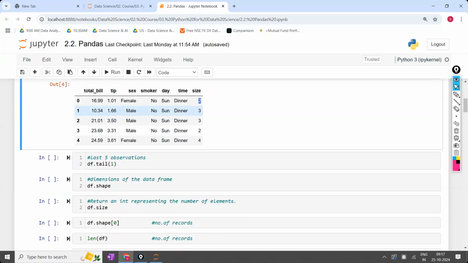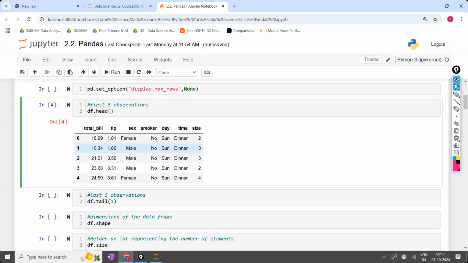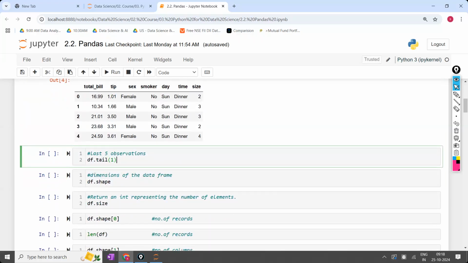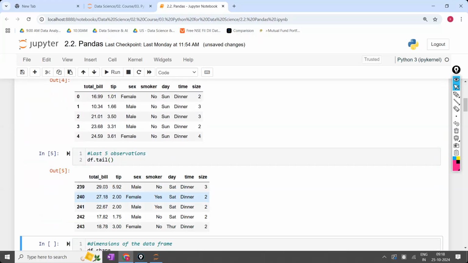Right? Now, the head function will give you the first 5 records. The tail function will give you the last 5 records. Other than the first 5 and last 5 records, if you are interested in any other records, you have to use df.iloc. By using iloc, you can extract whatever records you are interested in. That might be the middle, the bottom, or somewhere else in the entire Excel sheet, wherever you want. Right? Now, df.tail will give the last 5 records.